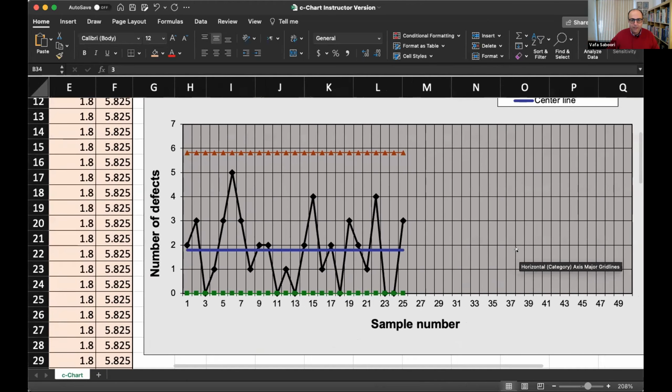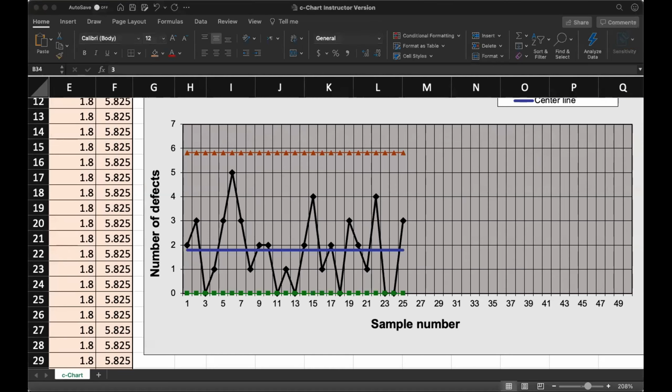Now, again, this should be easy to interpret. What do you think about this process? In control, out of control, anything wrong, anything to worry about? There's nothing to worry about. It's in control. This process is in control. Very good. Yes, that's an in control process. It basically checks all the boxes. So we are good. Okay.